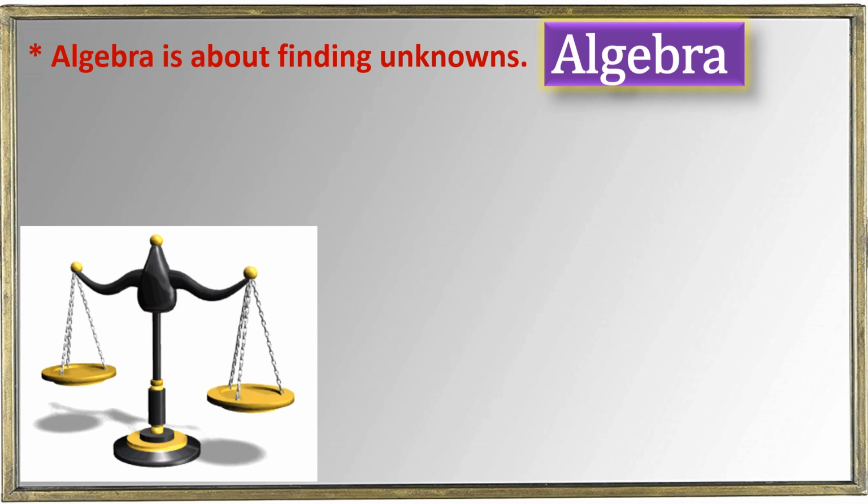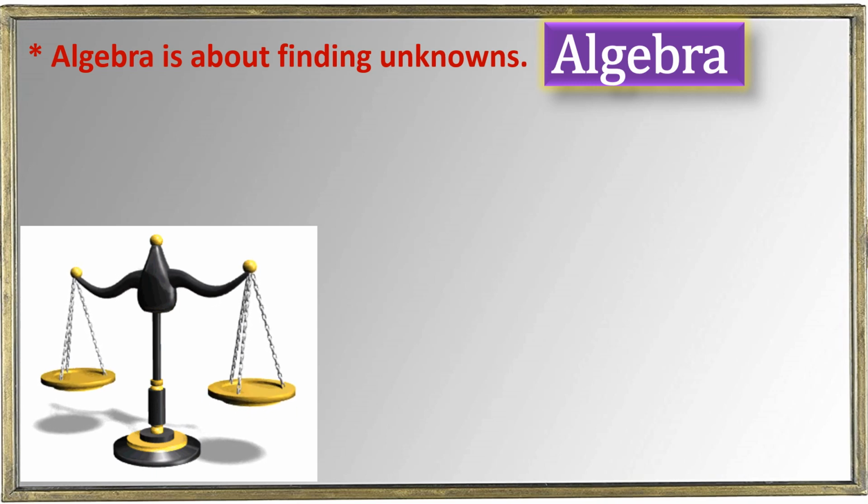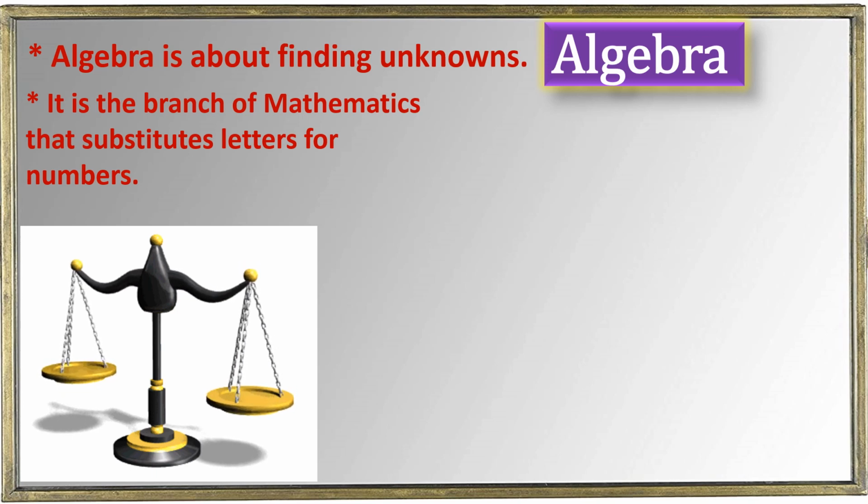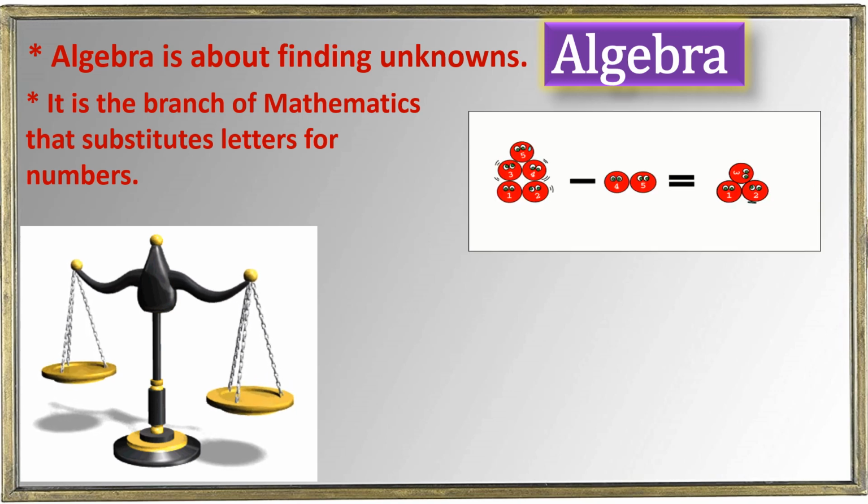Algebra is about finding unknowns. Finding unknowns means, you all play the crossword puzzle, I think. Crossword puzzle or number puzzle, letter puzzle. All those puzzles come under algebra only, right? It is the branch of mathematics that substitutes letters for numbers. Why do we substitute letters for numbers? Because if we don't know any value, we can substitute some letters and from that we can find the answer. See here, I'll explain with an example.